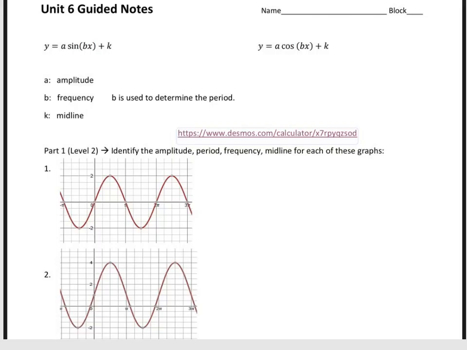This video is completely about the vocabulary words and identifying them to get a level 2. Amplitude is how high and how low your graph goes from the midline. That's how you identify the amplitude.